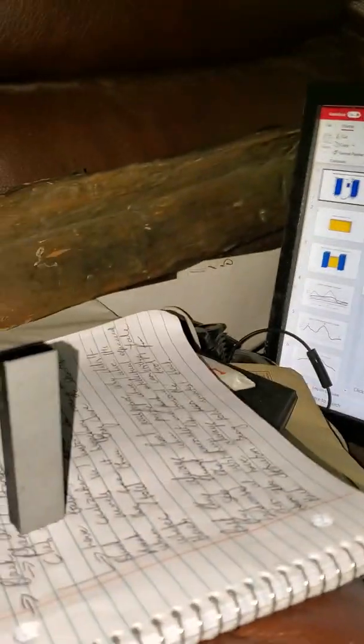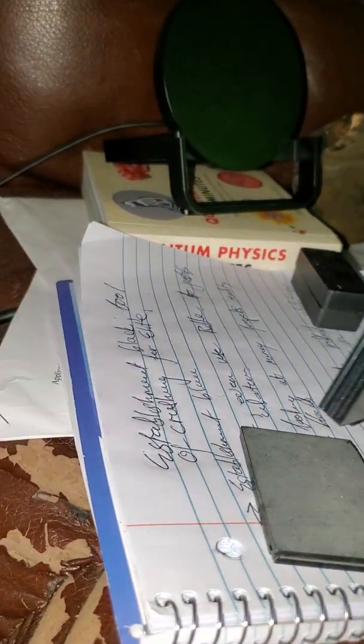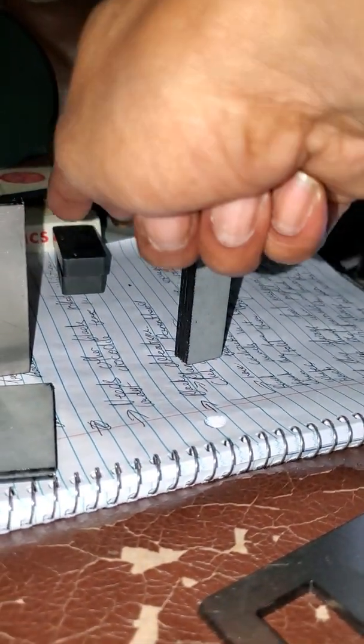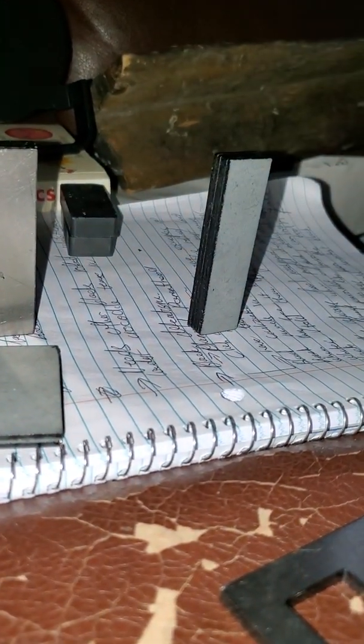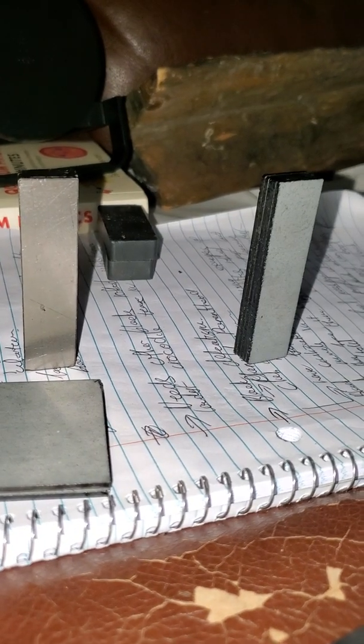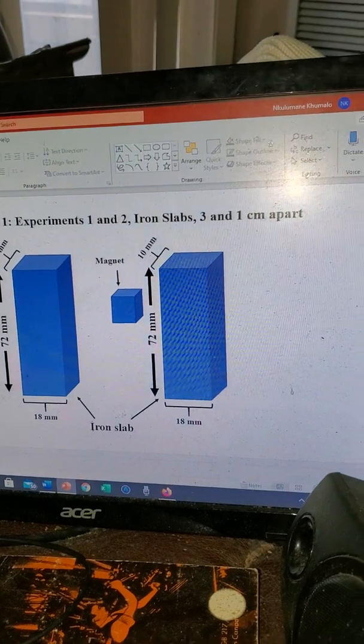We measured the magnetic phenomenon across the face of the slabs. There will be two slabs like this, and we measured across the face of the slab. It was a much stronger magnet than the one I have at home. We would create an interference pattern and then see what we get. We would have them 3 centimeters apart and 1 centimeter apart, and we got results like this.